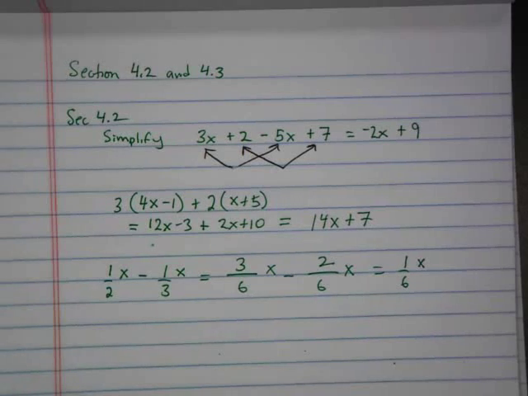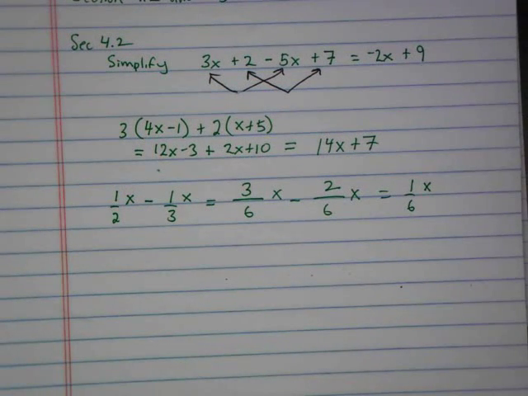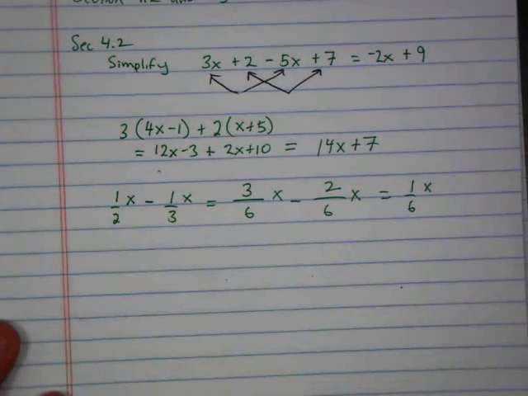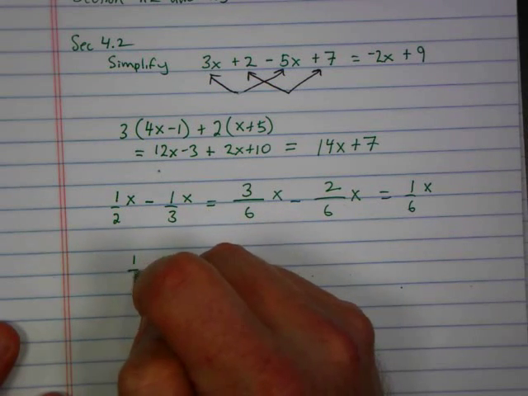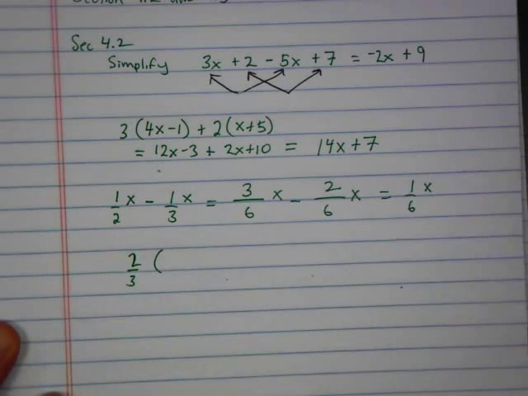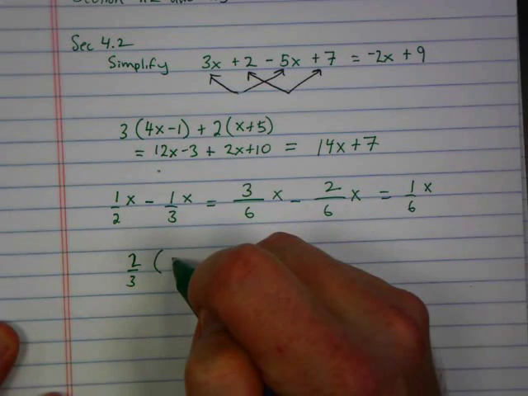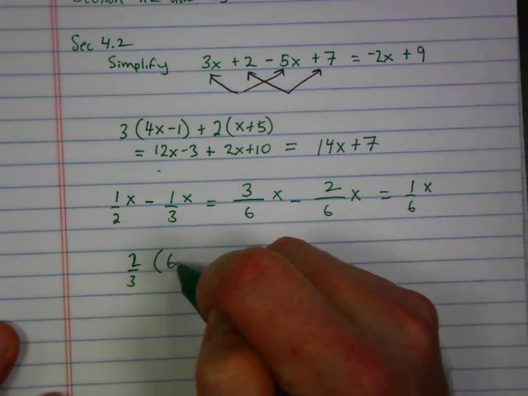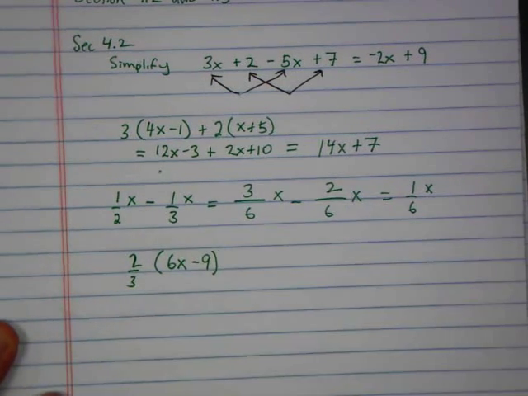So nothing new. In order to add or subtract fractions, you got to have common denominators. Just the way it is. And maybe I might do this too. I might say, how about 1/3? Oh, let's make it 2/3. Make it interesting. 2/3 times 6x minus 9. How do you take 2/3 and multiply it by 6x minus 9?